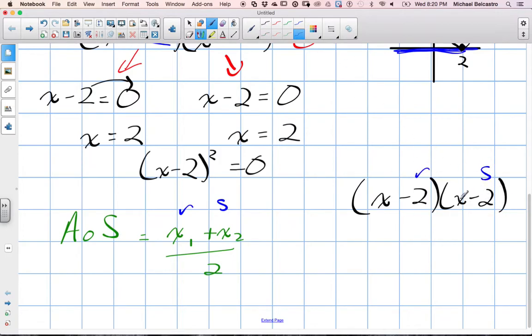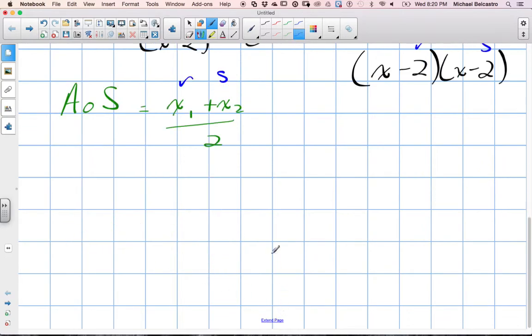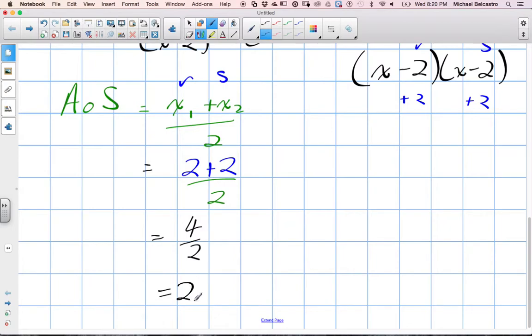Now, they're obviously the exact same. But we're going to put it through this to see if it still finds the axis of symmetry, because this would normally be what you do, especially if you had different numbers. We found out that they're both positive 2, after a little bit of solving. So let's plug positive 2 in. We get 2 plus 2, divided by 2, which is 4 over 2, which gives us 2.